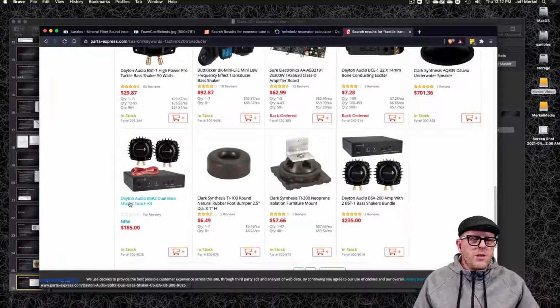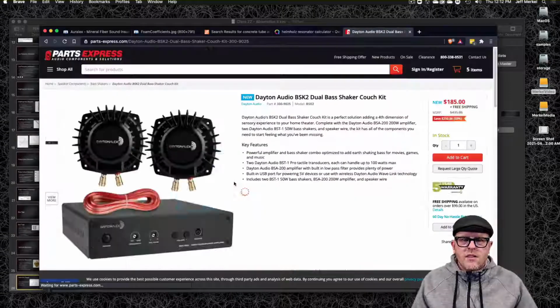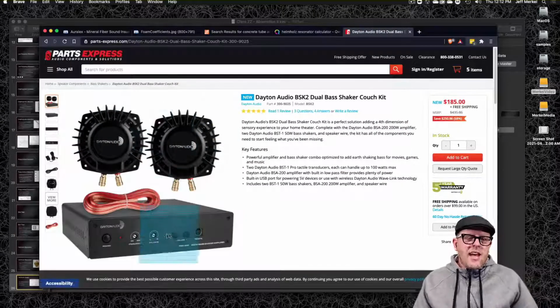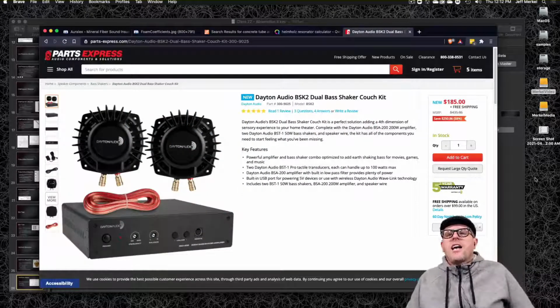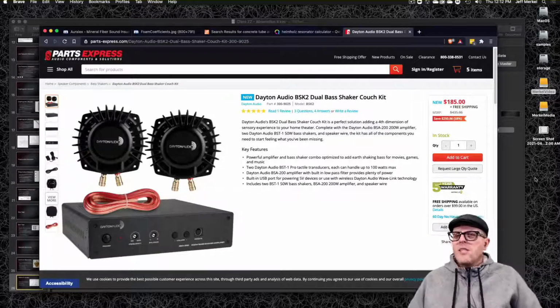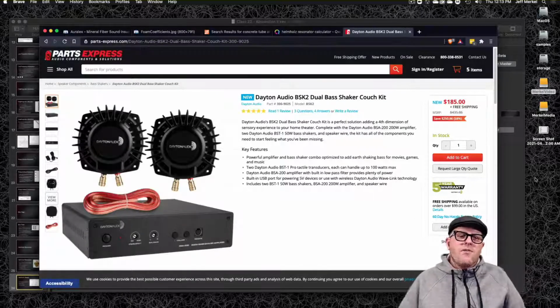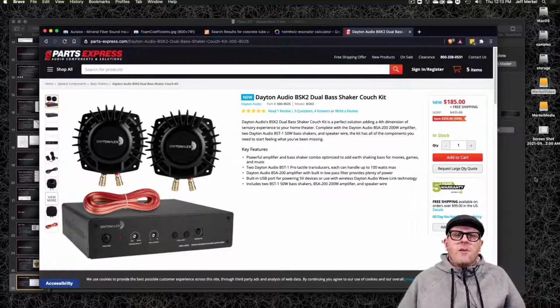So for $200, this one right here, what you do is you take these things and you attach them to your couch or your chair, and at low frequencies, they shake your couch. And I was a super skeptic. I wouldn't use these in a mixing situation or a critical listening situation, but for entertainment, they're amazing. Especially if you live in an apartment.